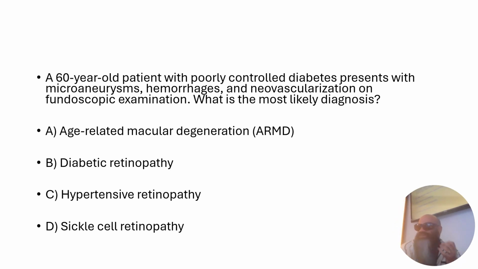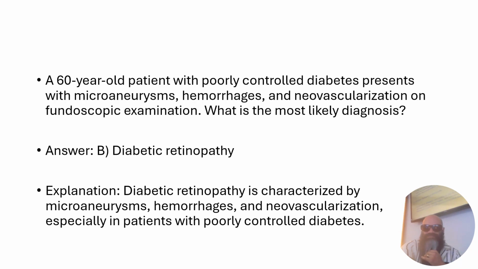Poorly controlled diabetes or over 50, microaneurysms, neovascularization. B? Okay. Perfect. Diabetic retinopathy. Okay. What gave it away? It's diabetic. Okay.